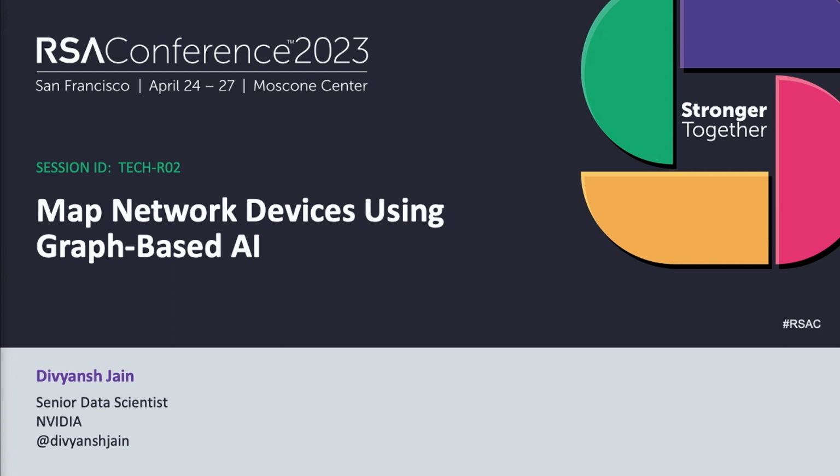Understanding what's on a network is critical in how we secure our digital assets. So together, we came up with this new and exciting approach to map network devices using graph-based artificial intelligence technique.